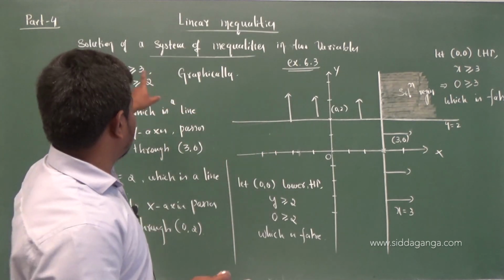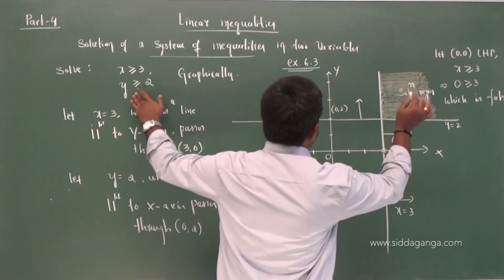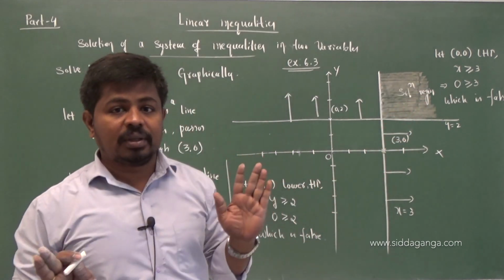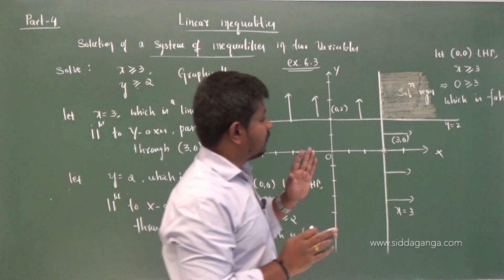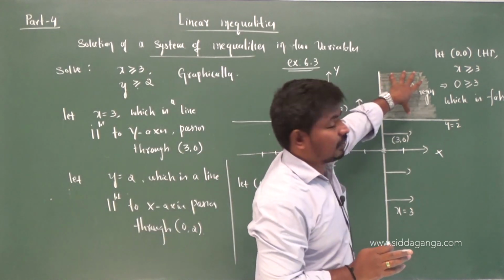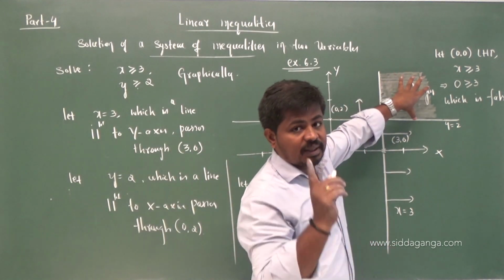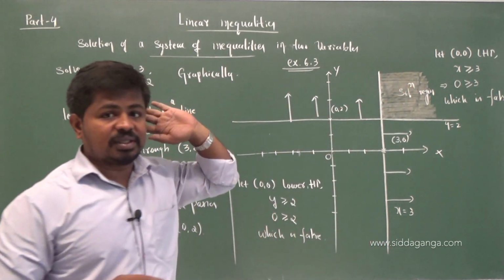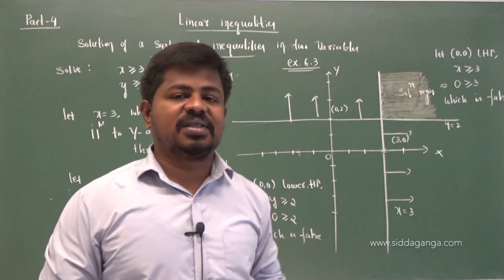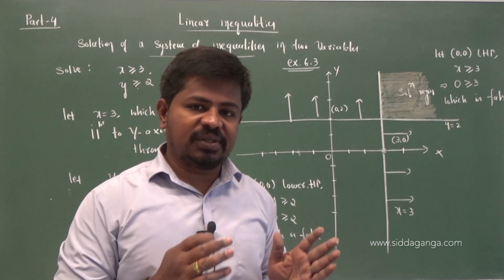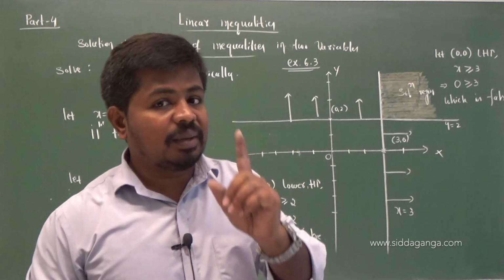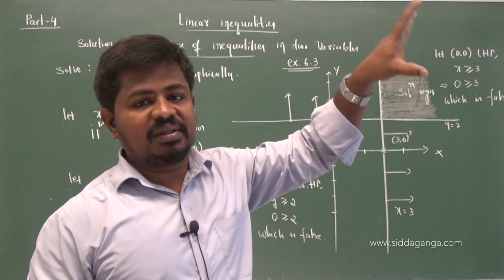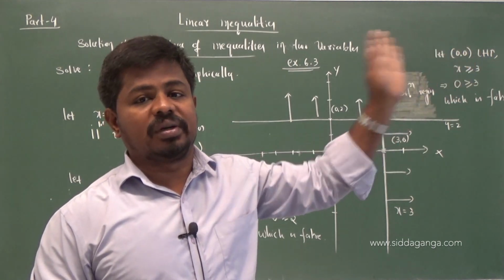Then for these two inequalities, the points that come in this region satisfy both the inequalities. That's the thing here. Only the points that come in this region satisfy both the inequalities. That's the solution of this system of inequalities. In case of a system of inequalities, points in the common region satisfy the given system. Hence, the common region becomes the solution region.